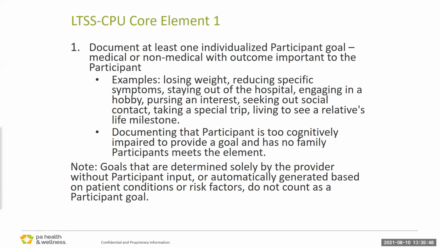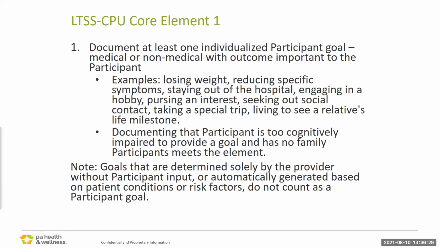Okay, I'm going to toss it over to Marcus to walk you through each of the core elements. Yeah, thanks, Marcy. All right, can you hear me? Yep. Okay, awesome. All right, so we'll go ahead and start off with core element 1 for CPU, and that's to document at least 1 individualized participant goal. That can be medical or non-medical with the outcome that's important to the participant. So you'll see here some of the examples like losing weight, reducing specific symptoms, staying out of the hospital, in addition to some of the other listed potential examples.